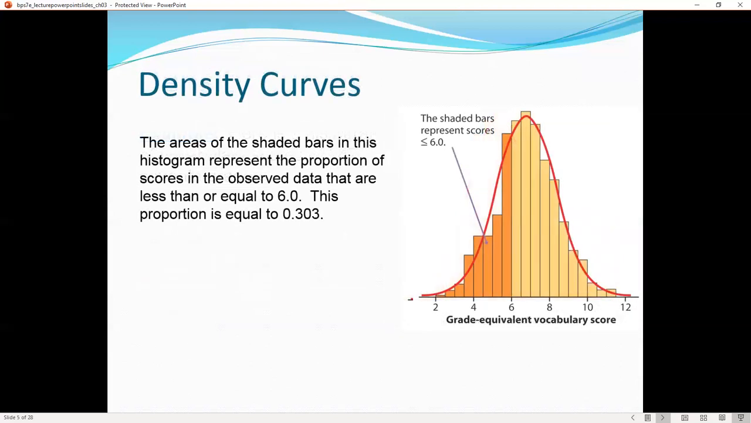The areas of the shaded bars in the histogram represent the proportion of scores in the observed data that are less than or equal to 6.0. This proportion is equal to 0.303. The shaded bars represent scores less than or equal to 6.0, and you see the darker shaded bars represent about 30% of the bar area itself.